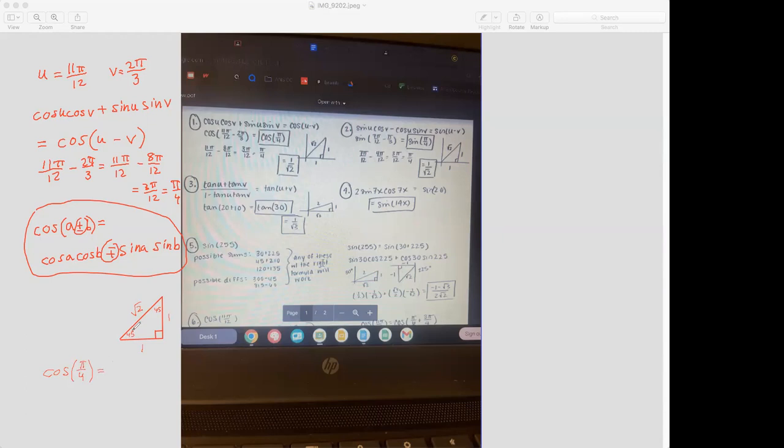But from the drawing, you take either of these 45s. Let me take this one. The adjacent is this one, and the hypotenuse is root 2. Okay, so all your work is correct. The only thing I would say is the final step. We don't want to have a radical on the bottom. Why? Because somebody said so.